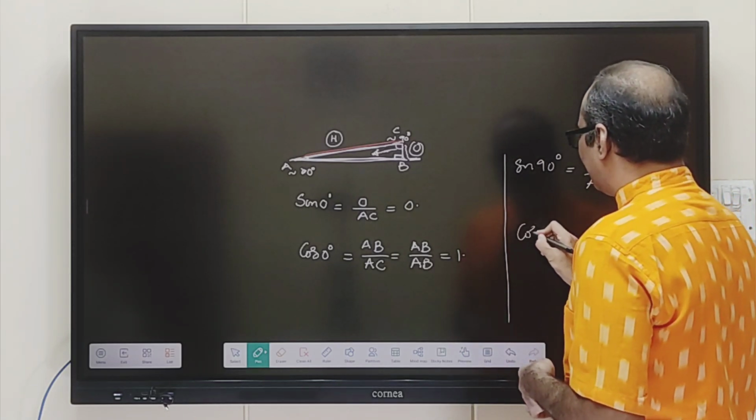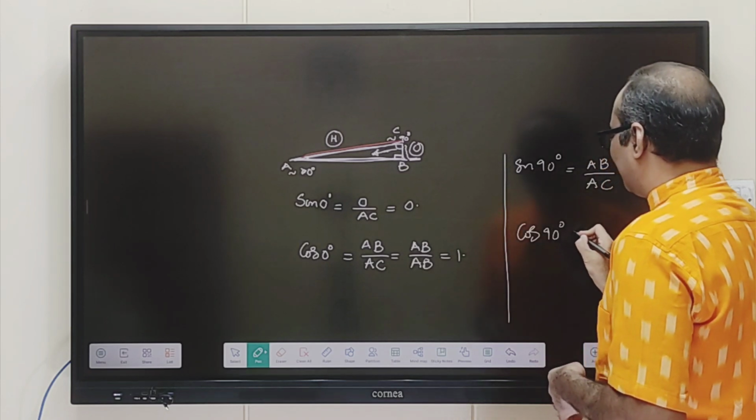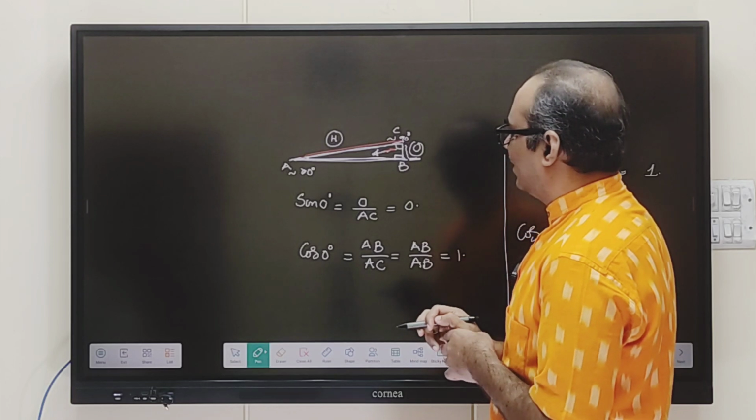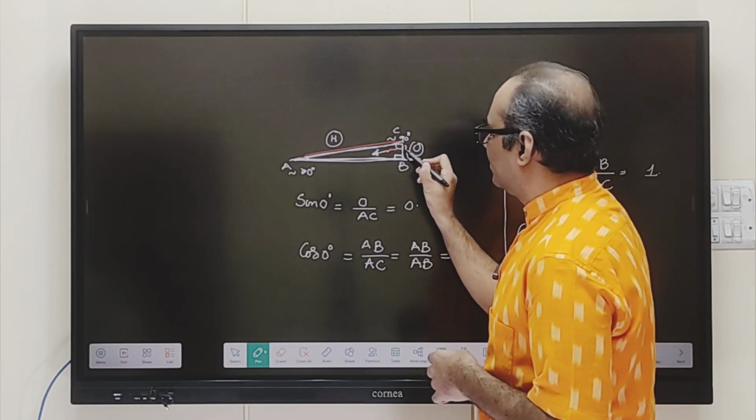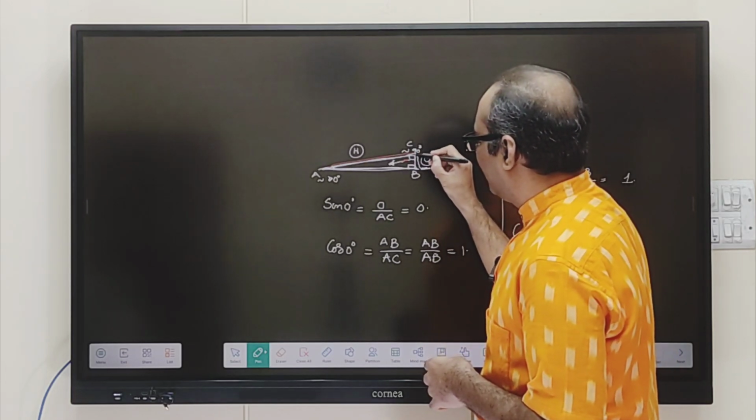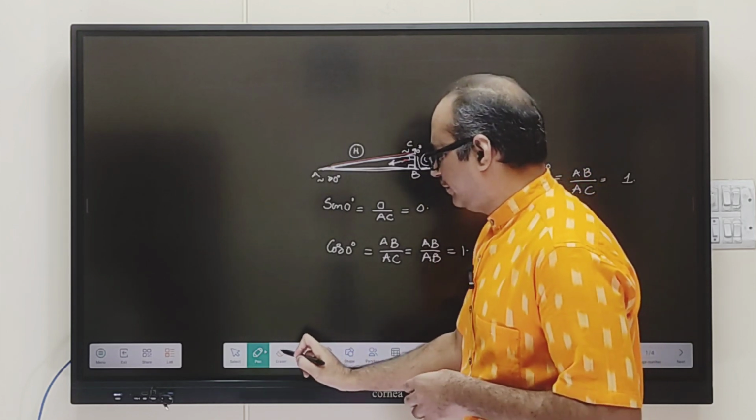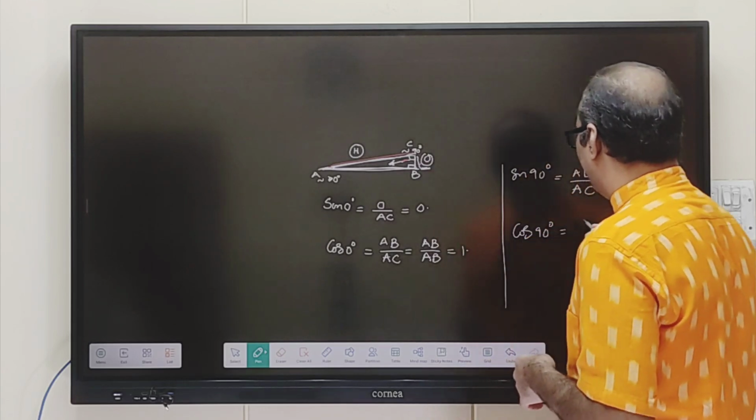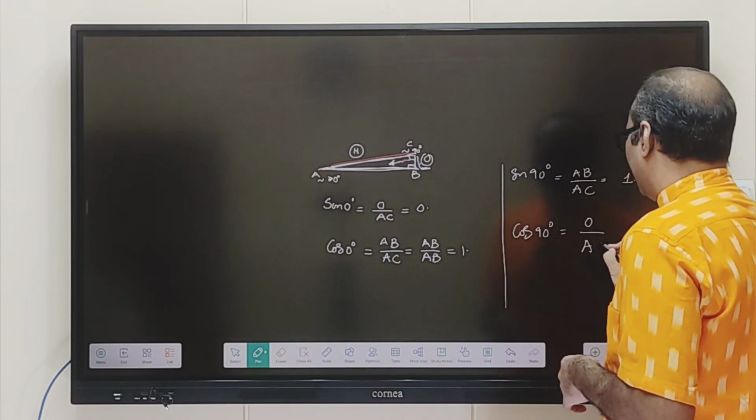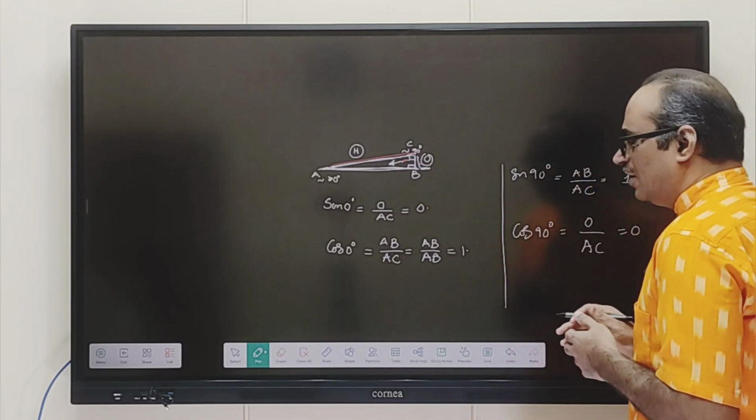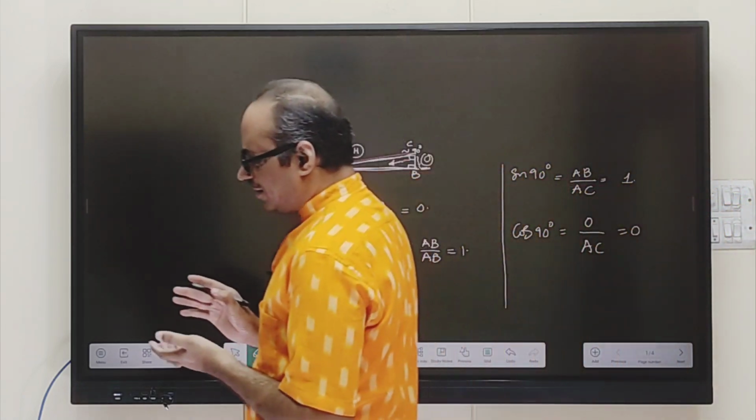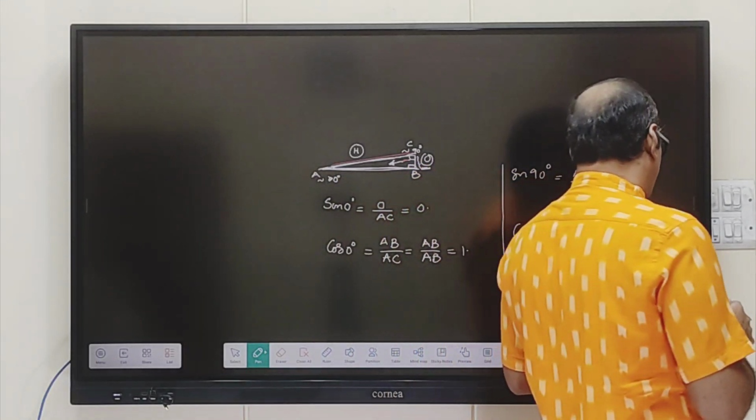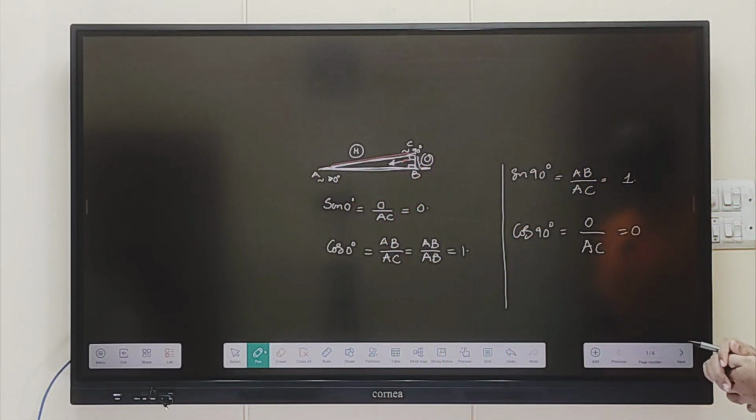Similarly, what is cos 90 degrees? Cos 90 degrees means adjacent by hypotenuse. When I look at 90 degrees, what is my adjacent side? My adjacent side is this, which is almost equal to 0. Adjacent side is equal to 0 and the hypotenuse is AC. So that is nothing but 0 by AC, which is equal to 0. There is less chance that they may ask these derivations, how you got it geometrically. But if you understand it, then when you solve the problems, it will be easy for you.